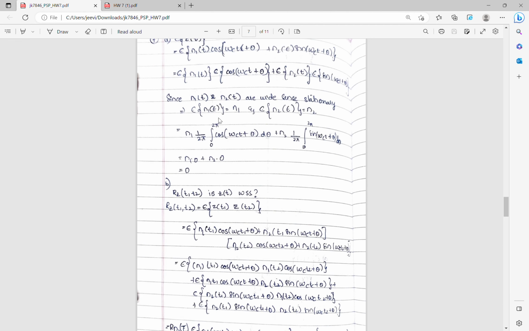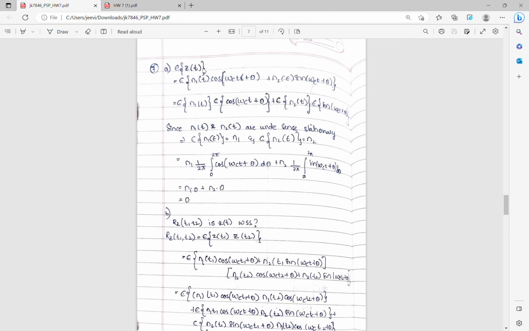If we substitute these values, we will get this equation, which is eta 1 into 1 by 2 pi integral of cos(omega_c t plus theta) d theta over the limits 0 to 2 pi, and eta 2 into 1 by 2 pi integral of sin(omega_c t plus theta) d theta over the limits 0 to 2 pi. We know that both of these values are equal to 0, therefore we get eta 1 into 0 plus eta 2 into 0, which is equal to 0. Therefore, the expected value of z of t is equal to 0.